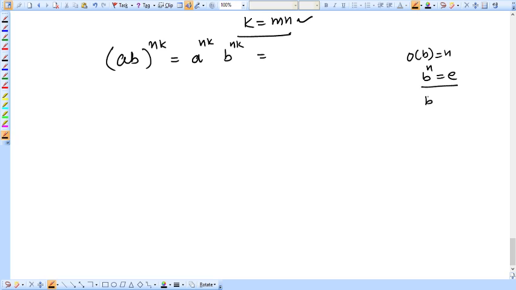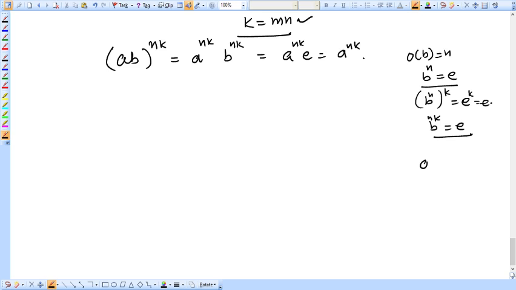This implies that if we raise b^n to any power k, it would again be equal to E. So (a^n)^k... A^(nk) is equal to the identity element, which is equal to A raised to power nk, right?